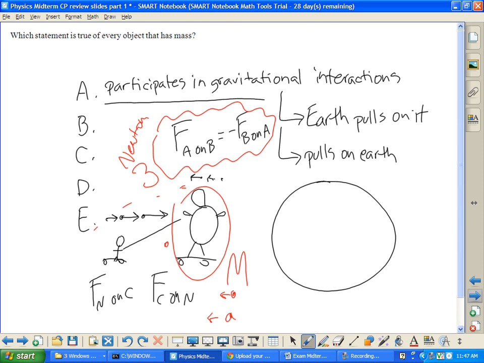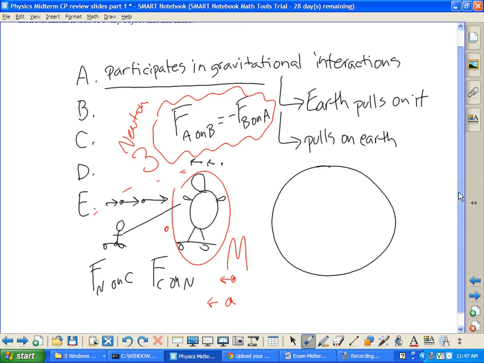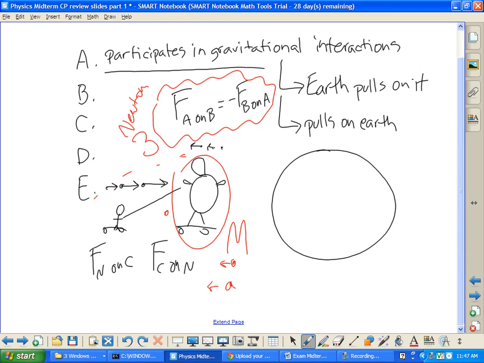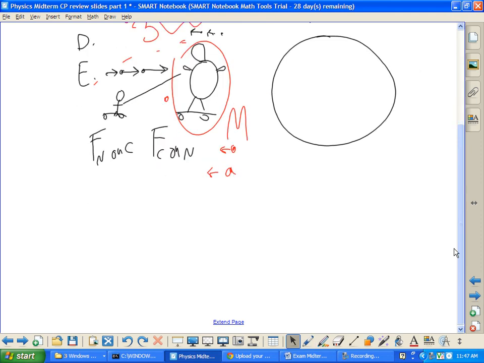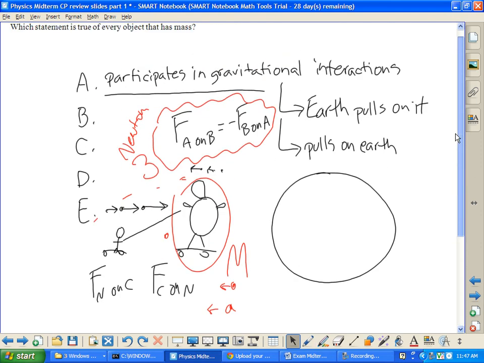But anyway, what else is true about things with mass? That they have a mass. They take up space. I guess so, yeah.